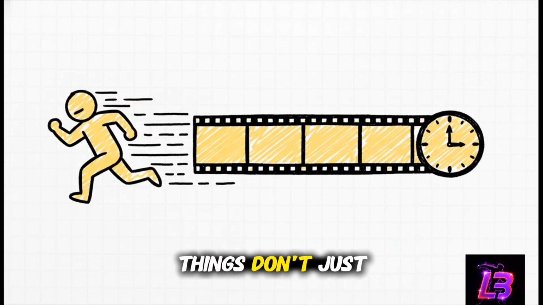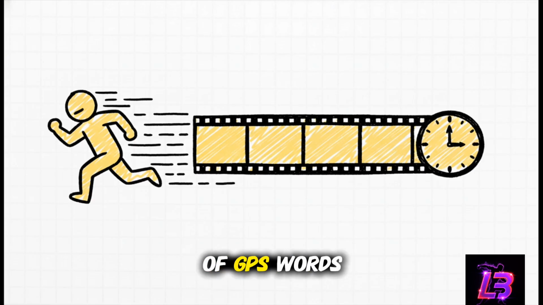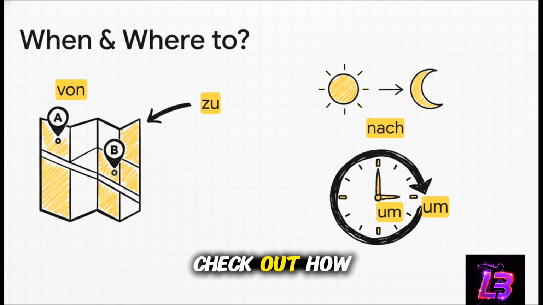But of course, things don't just sit in one place, do they? They move, and events happen at specific times. This next group of GPS words gives us that sense of movement and timing. Check out how useful these are. Zu means to a person or a place. Von means from. Nach is a cool one. It can mean after in time or to when you're talking about a city or country. Um is what you use for telling time, like at 5 o'clock. These little words really give our sentences a sense of motion.